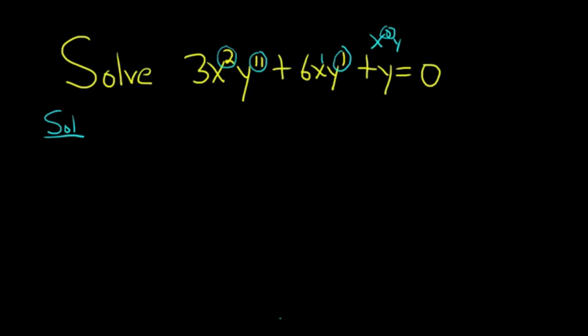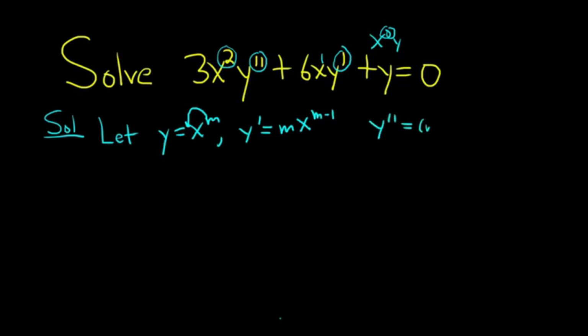So to solve these, you always start by letting y be equal to x to the m. And then you take the derivative and you plug it into the DE. So here we use the power rule. So you bring down the m, then you subtract 1, so you get x to the m minus 1. Then we do it again. So now you bring down the m minus 1. You still have m, then you subtract 1, so you get x to the m minus 2.